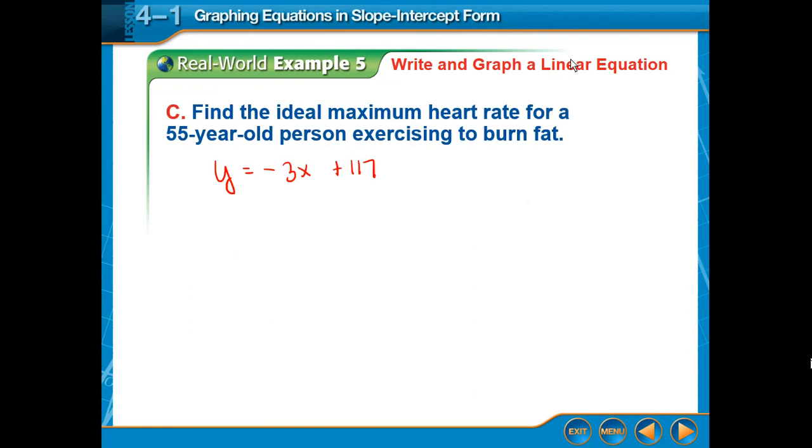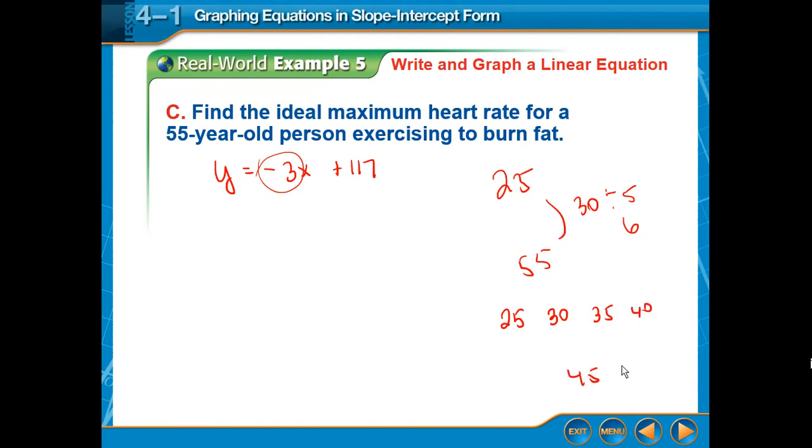Okay, the thing to remember though is they said it was going down 3 for every 5 years. So if you're going from 25 to 55, that's a difference of 30 years. So divide that by 5, it's changed 6 times. So 25 and then 30, 35, 40, 45, 50, and 55. So this was once, twice, 3, 4, 5, and 6 times.